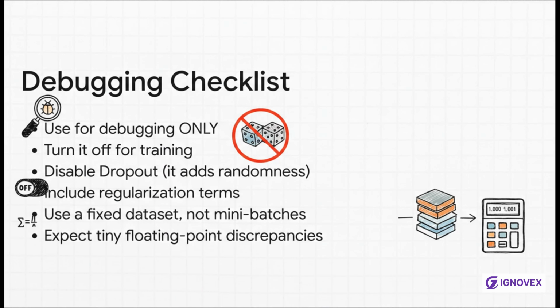So here is your essential debugging checklist. First, and I'm going to say it again, use it for debugging only and then turn it off for actual training. You also have to disable anything that adds randomness, like dropout. Otherwise, you won't get a consistent result. And here's a really critical point. Don't forget to include your regularization term in the calculation. That is one of the most common places for bugs to hide.